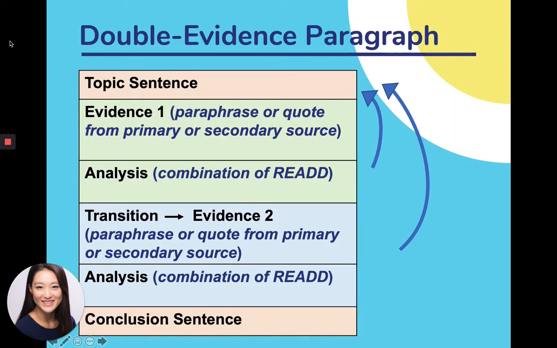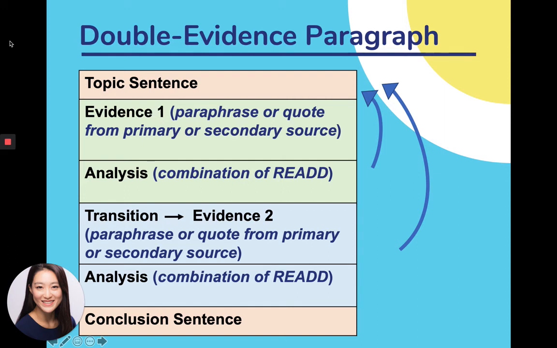So in the double evidence paragraph, you'll notice that I asked for two evidence analysis structures, because it's double. After you provide the first evidence, analyze it with a combination of READ. Note, you don't have to do all the components of READ, simply pick 1 to 3, and then you transition over and segue into your second evidence. Once you provide the second evidence, you must do the same and offer analysis through a combination of READ.